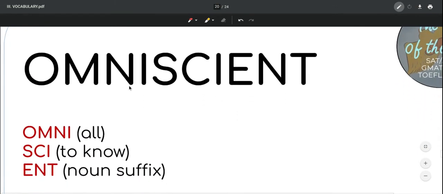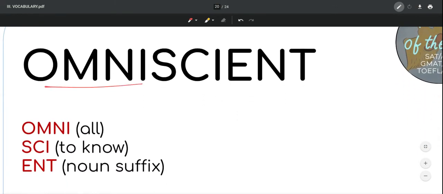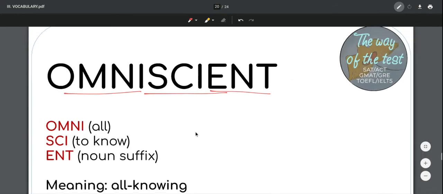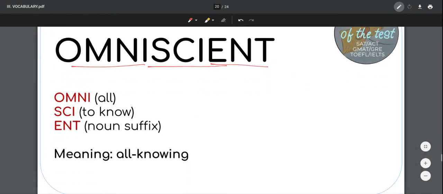Okay, so now you just have omni, which means all. You have science, which you may have heard from scientist, and then you have the ent, which is a noun. So this is a know-it-all. Again, if you're Catholic or Christian, you may use this word a lot, because God is omniscient. If you're not, maybe you just heard it and never knew what it meant.